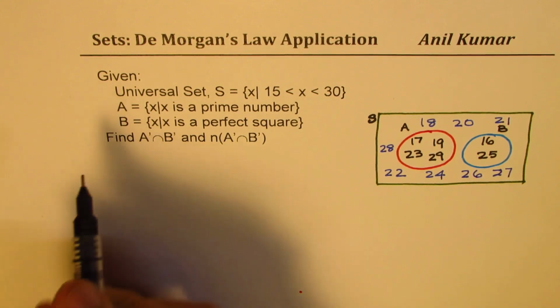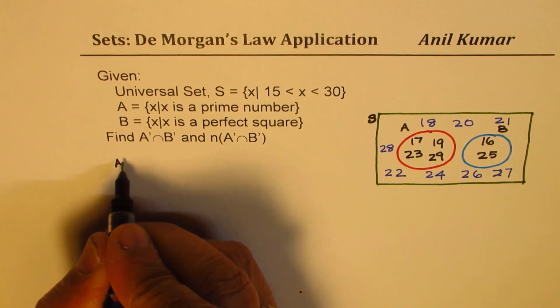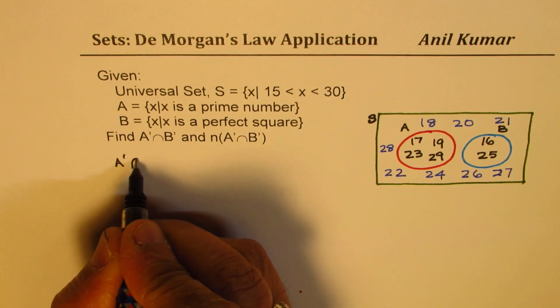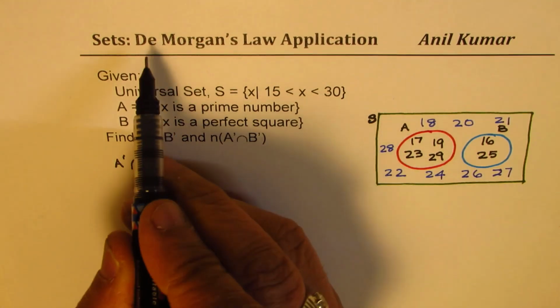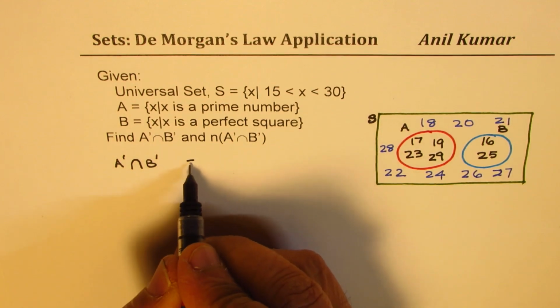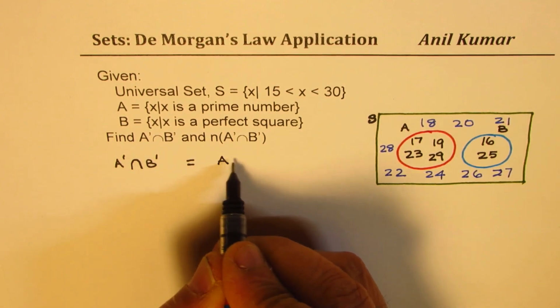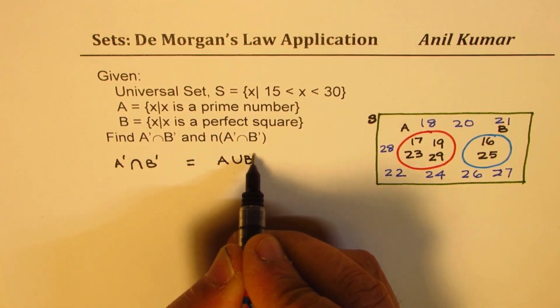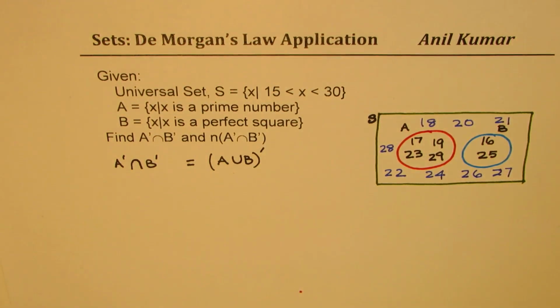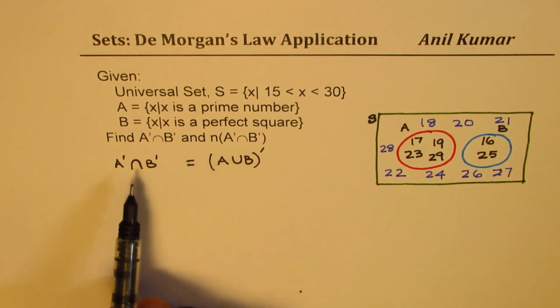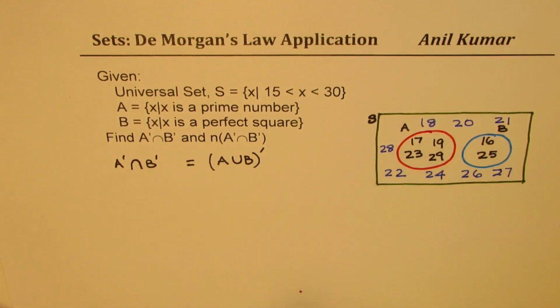We need to find complement of A intersection complement of B. While using De Morgan's law, you could also write this as complement of A union B, right? So both are the same things. Okay, let's try to understand first how these things are same with the help of the Venn diagram.